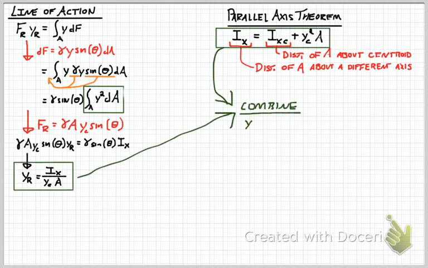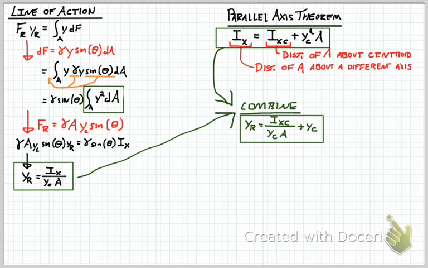We take these two equations and we combine them, and this is the source of our equation for the resultant force. So we can take the resultant force, we know that it will act at the centroid as corrected by the moment of inertia around the centroid, divided by the y-coordinate of the centroid times area.